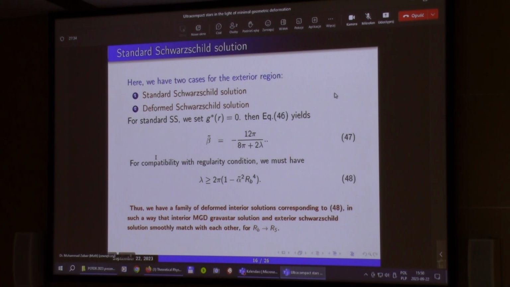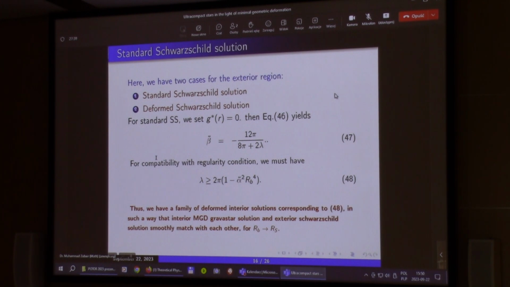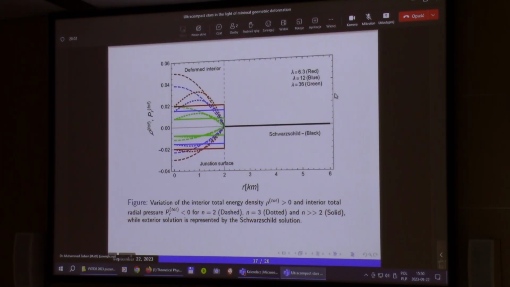Let me explain the difference between the two cases, the undeformed and deformed exterior. If we pick the standard Schwarzschild solution, where there is no contribution coming from the G static, then we pick beta to be equal to -12π as a constant, and then there is also a regularity condition. And in this case, we can plot the total energy density and the total radial pressure, depending on the choice of this parameter.